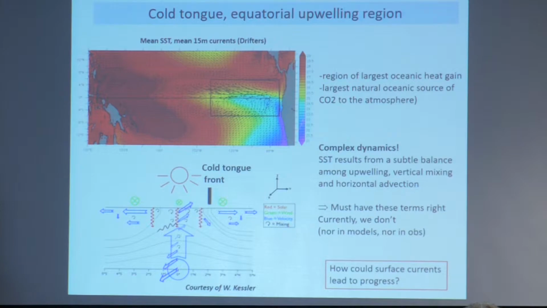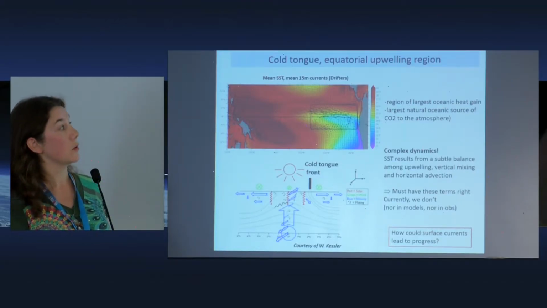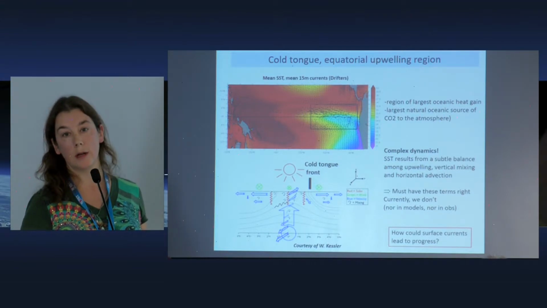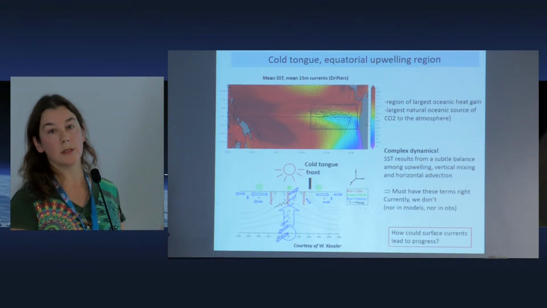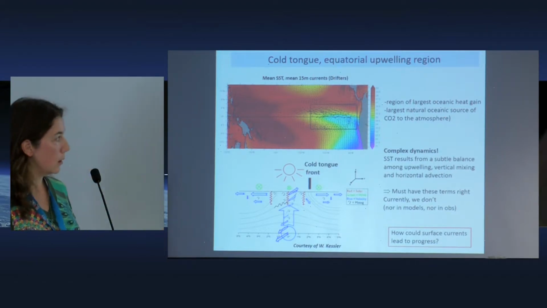So you have the trade winds blowing, so the Ekman divergence, and upwelling of cold, nutrient-rich and CO2-rich waters. And these are key regions because these are the regions of the largest oceanic heat gain and the largest natural oceanic source of CO2 in the atmosphere. But the dynamics of these regions are very complex and we don't understand them quite well.